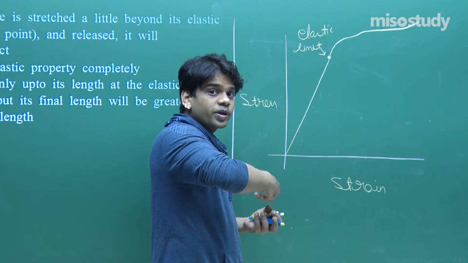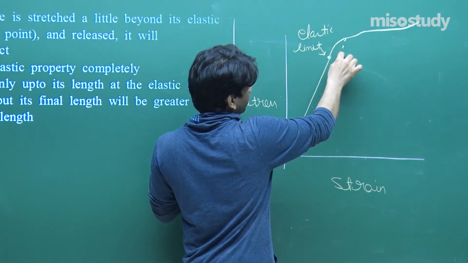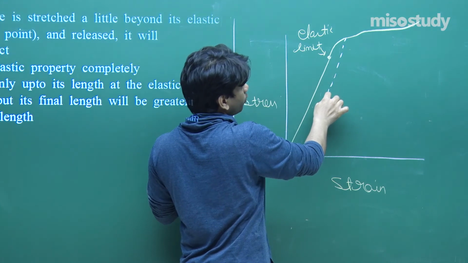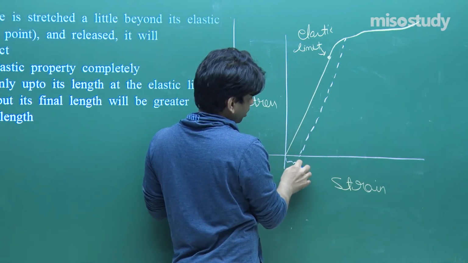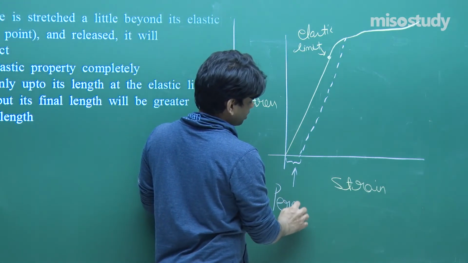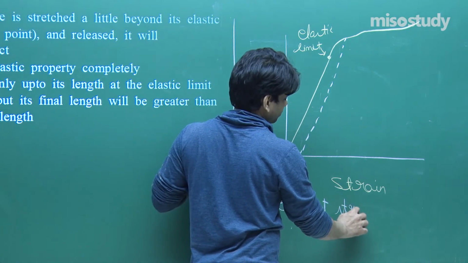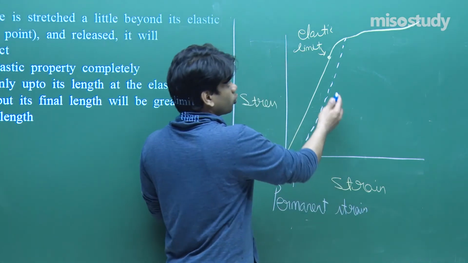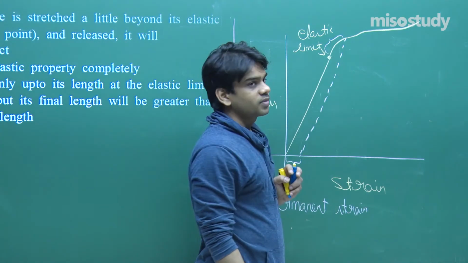But if you give more strain and if you leave it, although it's going to regain, a permanent strain will be left. If you remove the stress, a permanent strain will be left. This is what we know. So we have to check in this area as per the given question.